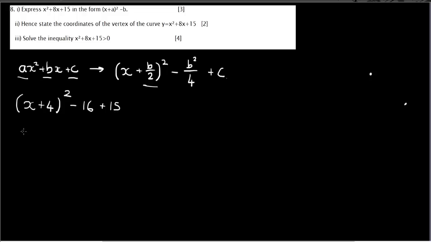So the completed square is x plus 4 all squared minus 16 plus 15, which is minus 1. So that's the first section. For doing that, section 1, we get 3 marks.